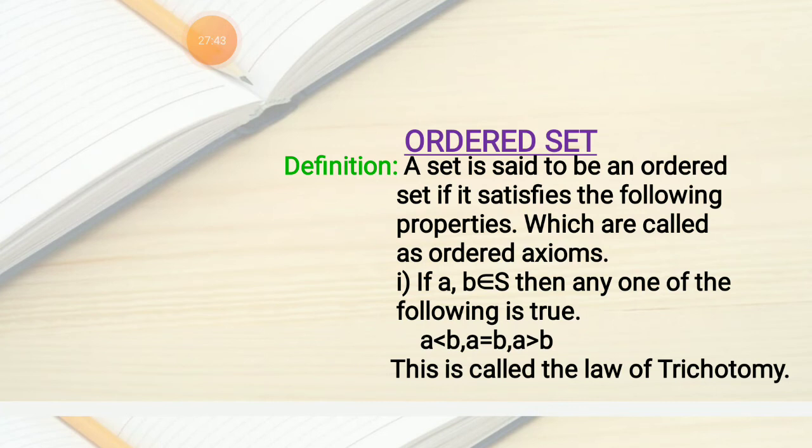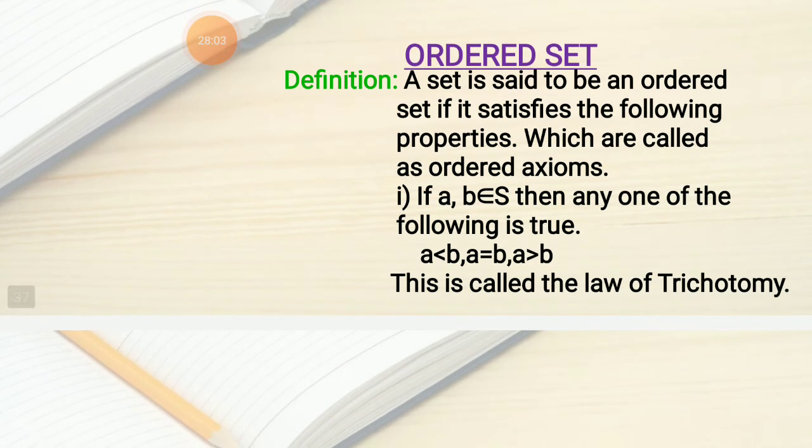Now we go to ordered set. A set is said to be an ordered set if it satisfies the following properties, which are called order axioms. Here we are taking S as a set. Whenever a, b belong to S, then any one of the following must be true: either a is less than b, or a is equal to b, or a is greater than b. This is called the law of trichotomy. Whenever you take two numbers, either the first number is less than the second number, or both numbers are equal, or the first number is greater than the second number.